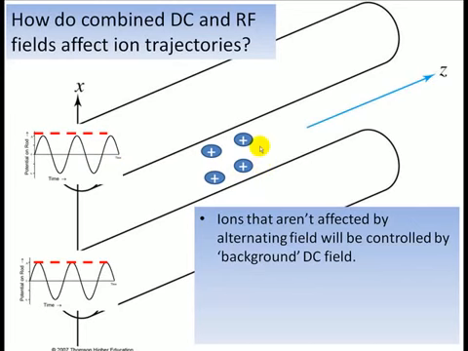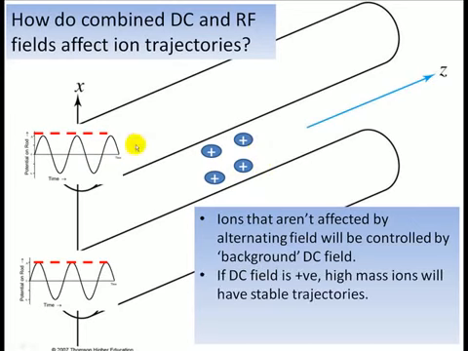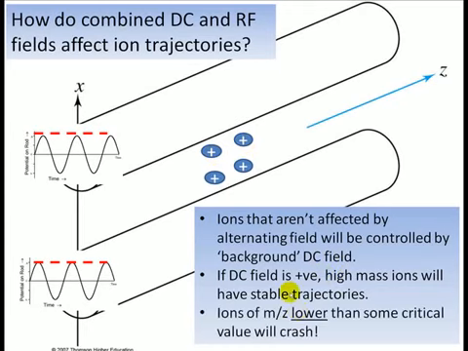And they will be controlled largely by the background DC field, which has the effect of stabilizing their trajectory. High mass ions will have stable trajectories, but if the mass of the ion is too low, lower than some critical value of mass-charge ratio, the ions will crash. So if the DC voltage is positive, it only lets through ions of high mass.